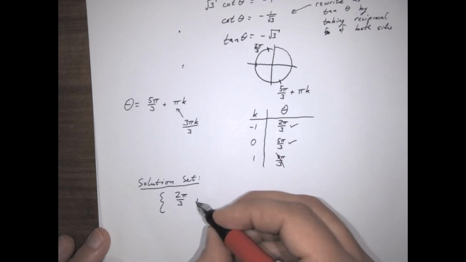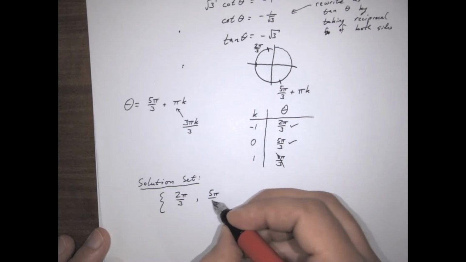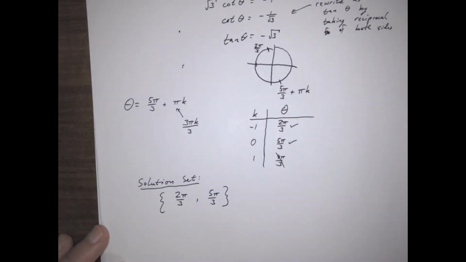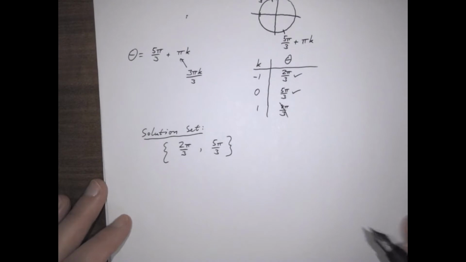Two pi over three, 5 pi over 3. All right.